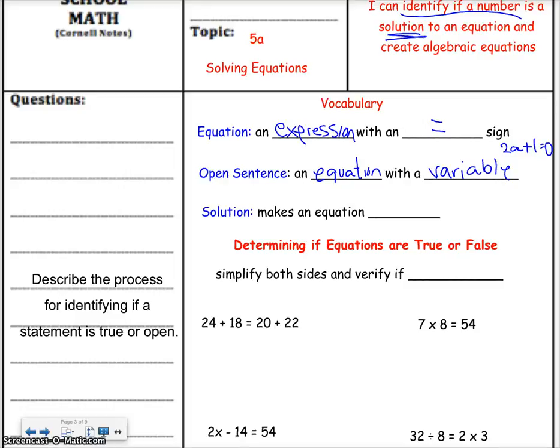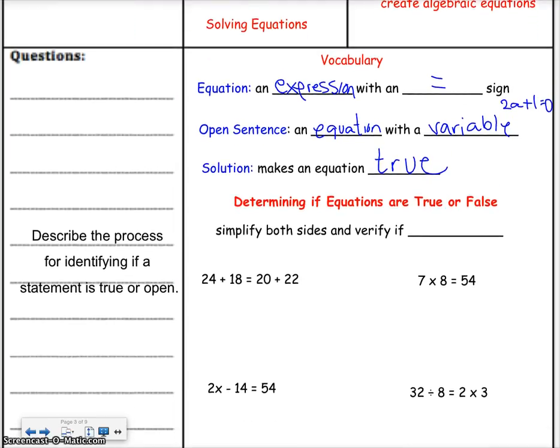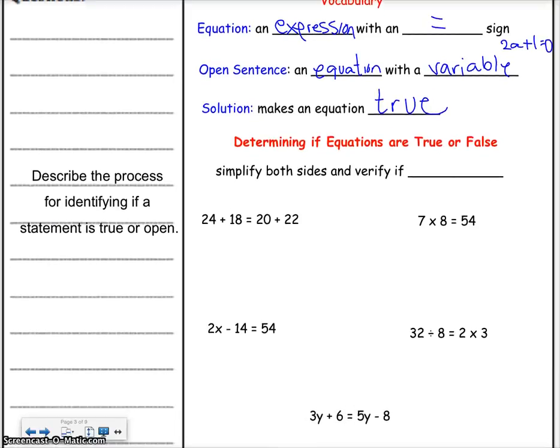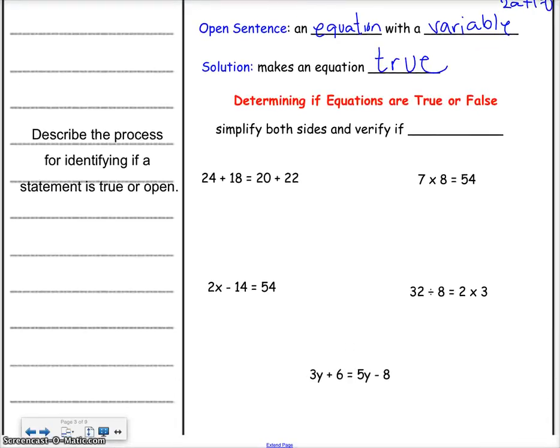And in order to identify solutions, you need to know that a solution makes an equation true. So, there's two different things that you're going to be doing with the solution part of it. I'm going to be giving you two numerical expressions, but they're still an equation because it's 24 plus 18 equals 20 plus 22. It's an expression with an equal sign. But I'm going to identify if it's true or if it's false.